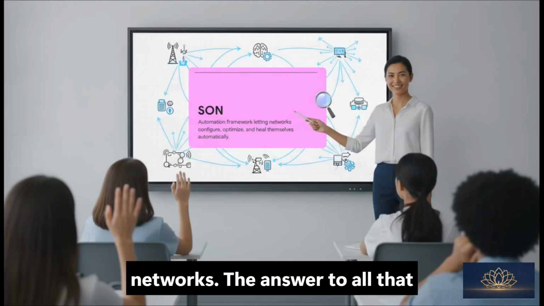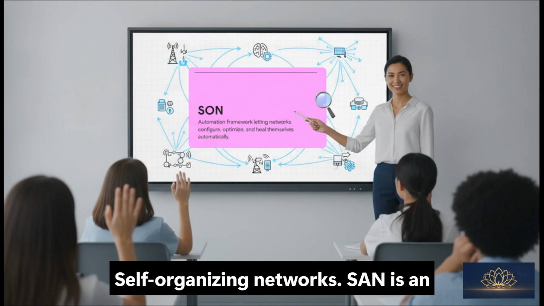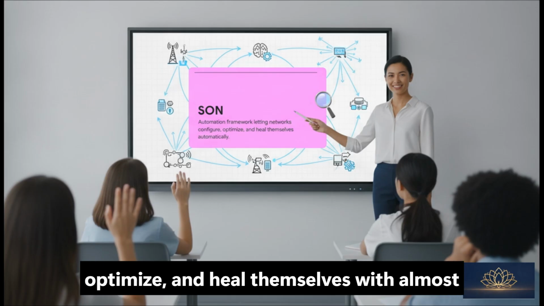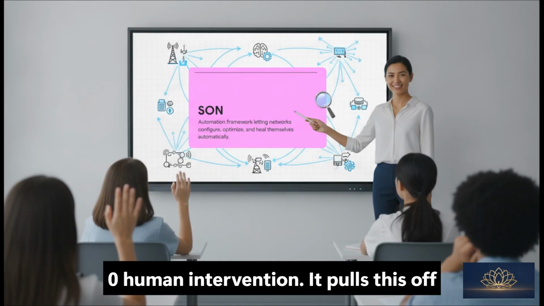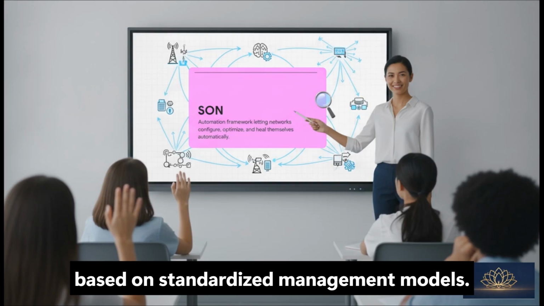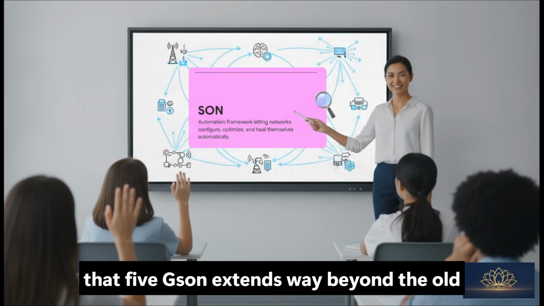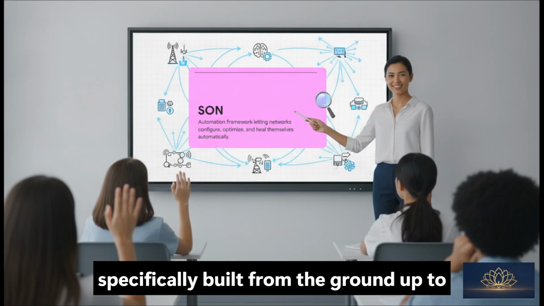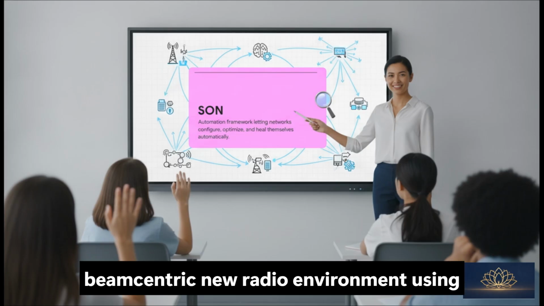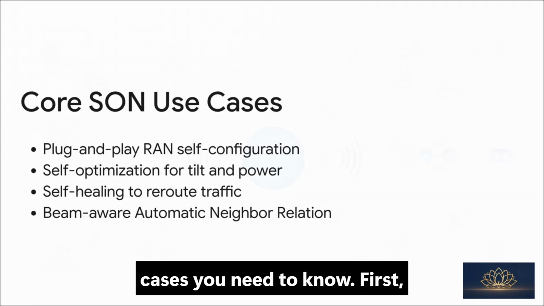The answer to all that immense, grain-melting complexity is a vital management layer known as SON, or self-organizing networks. SON is an automation framework that basically enables cellular networks to configure, optimize, and heal themselves with almost zero human intervention. It pulls this off by continuously closing control loops based on standardized management models. And it's really important to note here that 5G SON extends way beyond the old LTE cell-centric scope. It is specifically built from the ground up to handle the massive complexity of a beam-centric new radio environment using advanced automated algorithms. Let's quickly break down the core SON use cases you need to know.